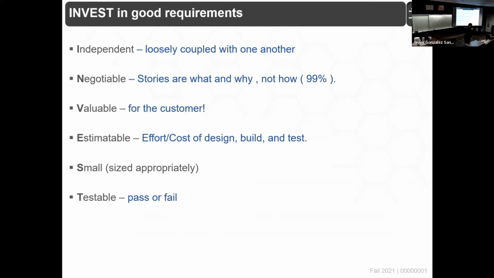Because when you tell me, yes, this is a requirement, what you are telling me is that that line fulfills all of this. When we call something a requirement, we're telling that that something is independent, is negotiable, is valuable, can be tested, I can estimate the time, and is small. This is what happens when we call something a requirement. We are telling that all of this is true.